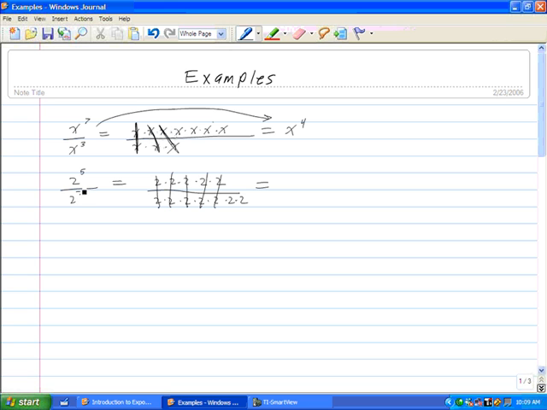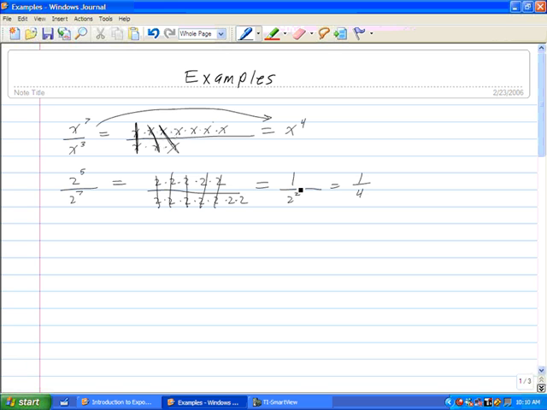But since the power on the bottom was larger to begin with, when all the cancellation is finished, the ones that are left over are going to be left over on the bottom. So once you complete the 2 squared, your answer is going to be a 1/4. But the critical point being that the quotient rule says subtract exponents, but the base that's left with its power is going to be left wherever the power was greater to begin with.